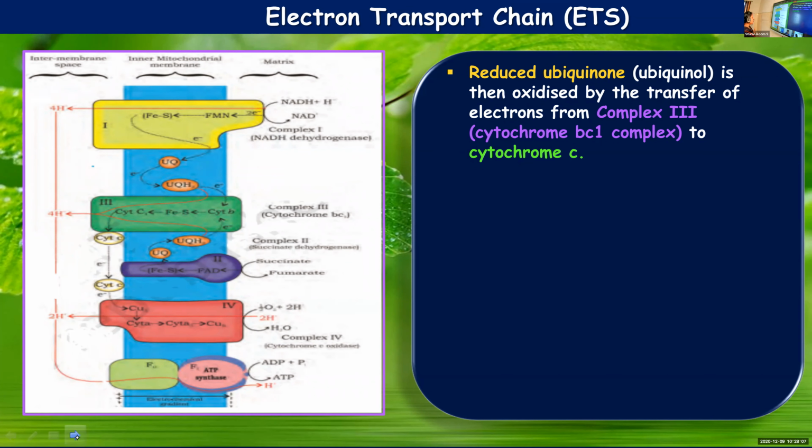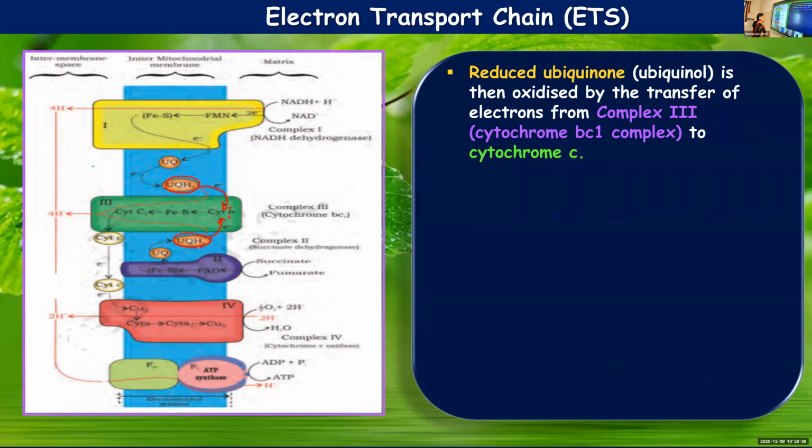So the electrons from ubiquinol, you can see in the picture, will be transferred to complex 3, and from complex 3, first they will be accepted by cytochrome B. So ubiquinol is in the reduced state, but I told you it will soon get oxidized.